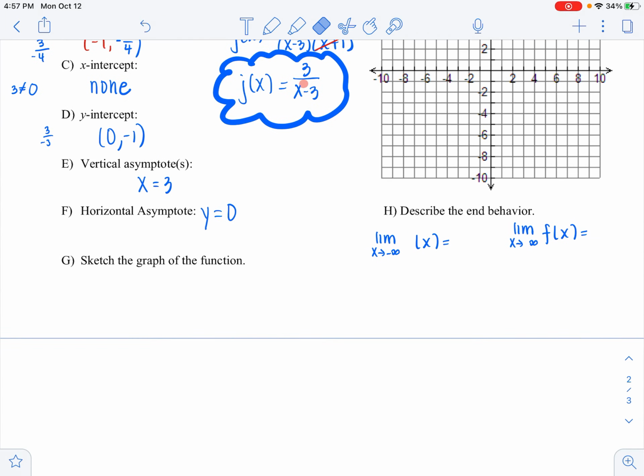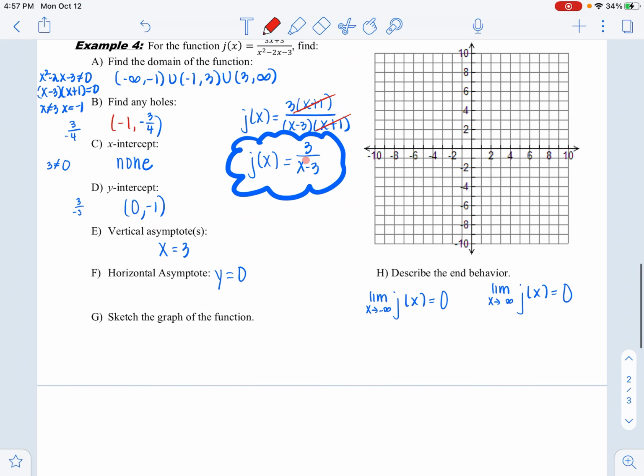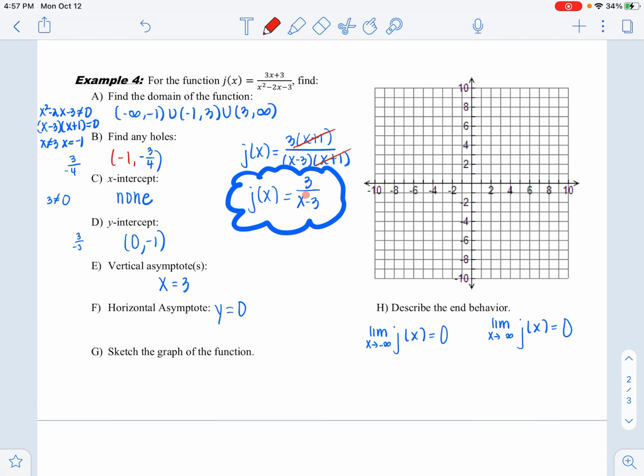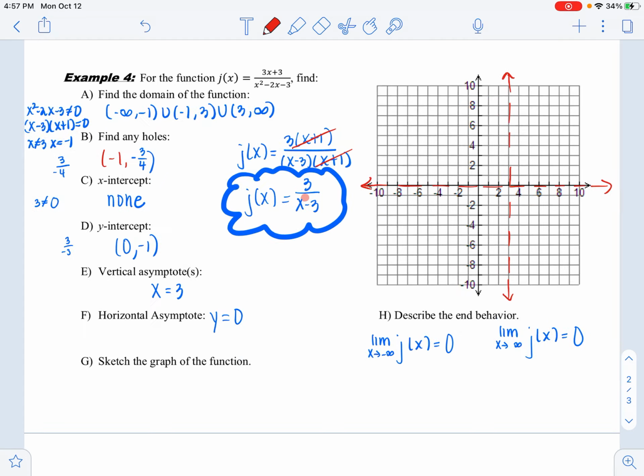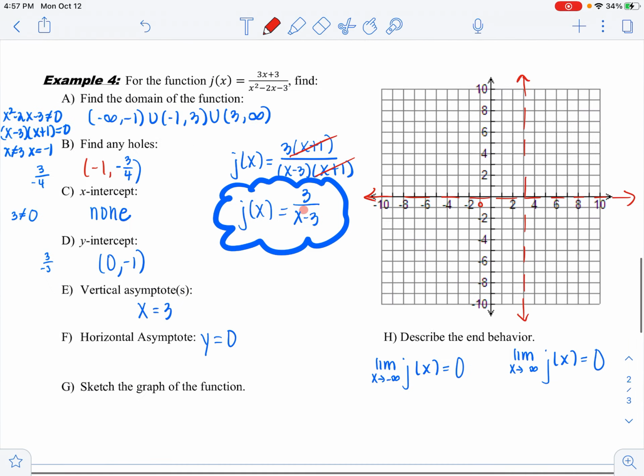What's the name of this one? J of x. So I'll change that to j. And I know that I have to follow my horizontal asymptotes. This is going to be 0 and 0. All right, I'm ready to graph. I'm going to switch to red to graph my vertical and horizontal asymptotes. Vertical is x equals 3, so I'm going to do a vertical line at x equals 3. Horizontal asymptote is at y equals 0, so I'll do a horizontal asymptote there. I'm also going to graph the hole at -1, -3/4. So here-ish.